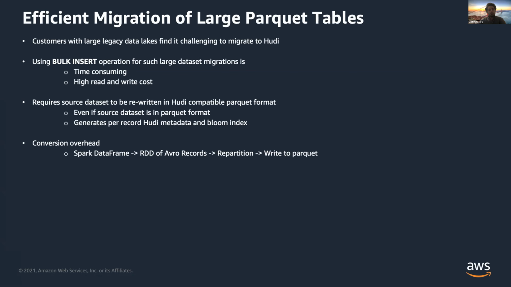And the main reason for that is basically Hoodie would rewrite the entire data set as part of that, in addition to generating the metadata and the Bloom indexes which it needs. And in the process, it has to get the data frame, convert it to an RDD of records, and then repartition, and then finally write all of it, which is very expensive.